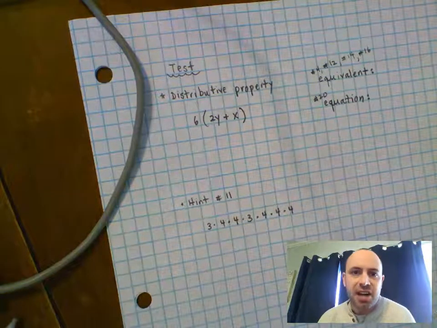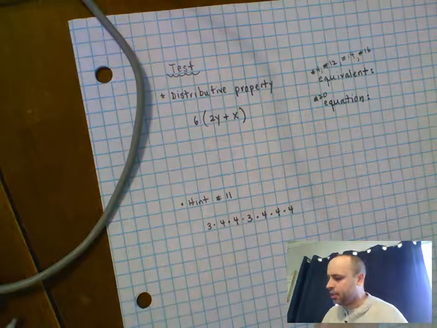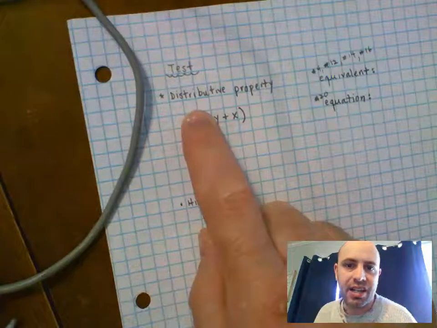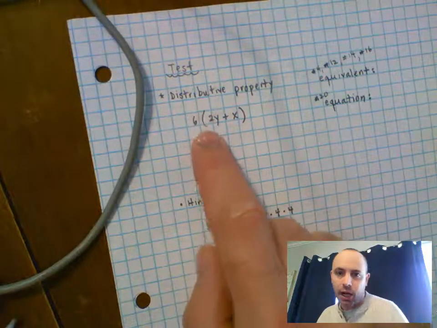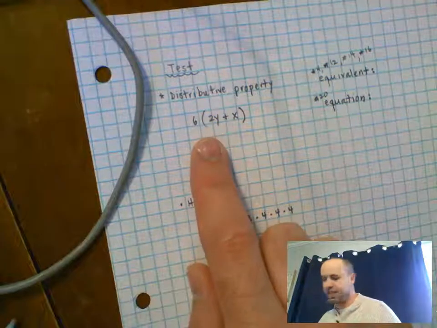Hey guys, it's Mr. Hussey, 6th grade test prep. A couple things that will help you on tomorrow's test. This distributive property is very important. It's going to come up a lot of times. In fact, I'm seeing that it will come up at least 4 different times.